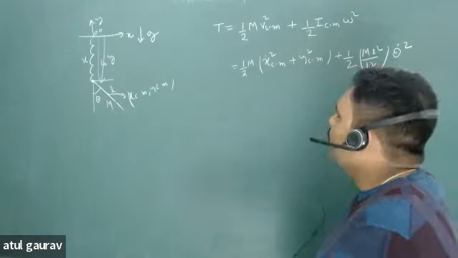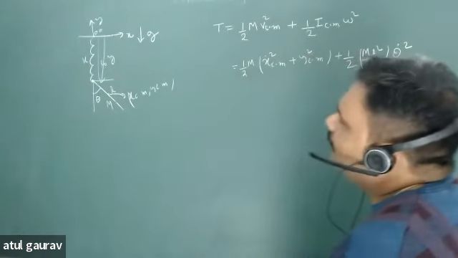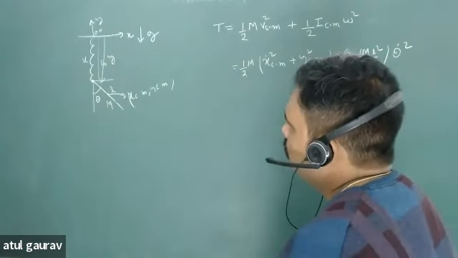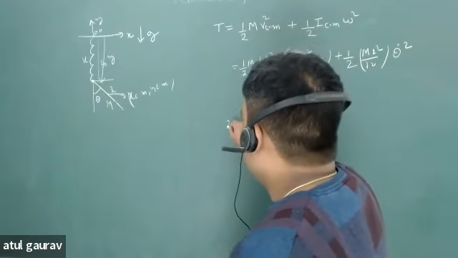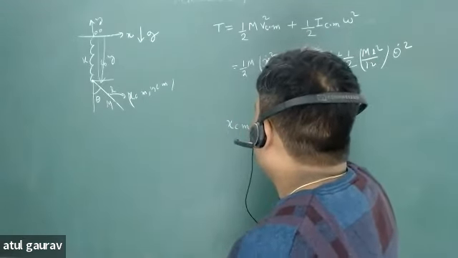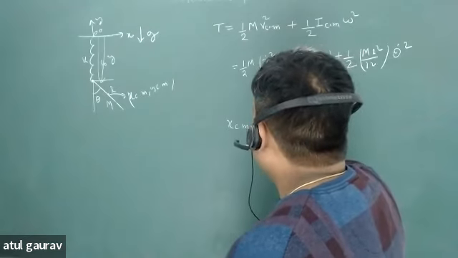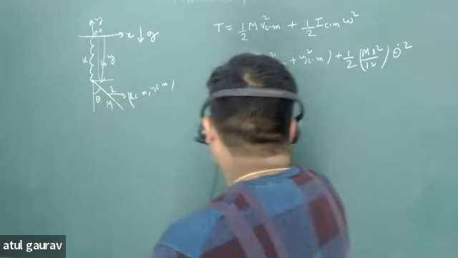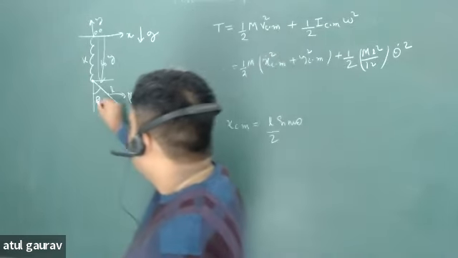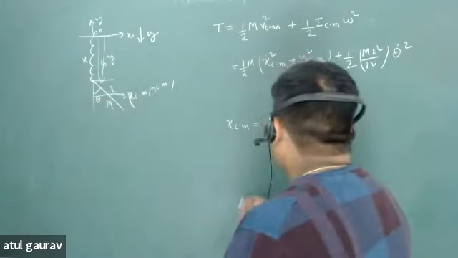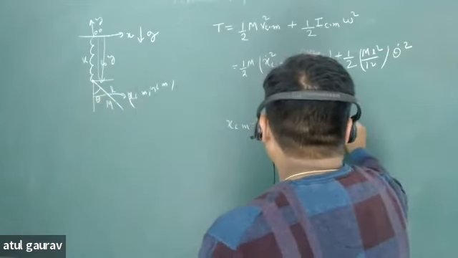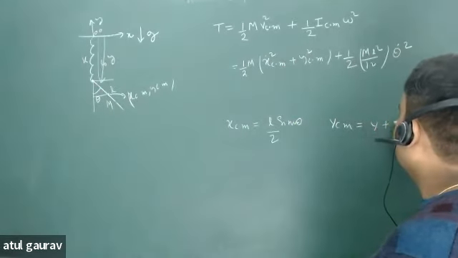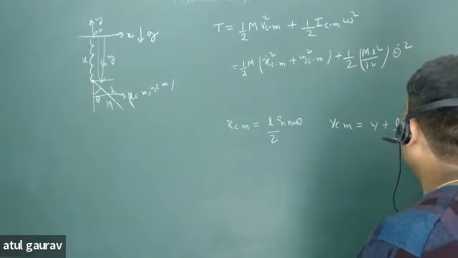Now, the next step is very interesting. What is the equation of constraint here? Can I write xcm is equal to L sin theta? Your distance, sorry, L by 2 sin theta, isn't it? Yes, sir. This distance. And what is your YCM? Y plus L by 2 cos theta. Exactly, y plus L by 2 cos theta.